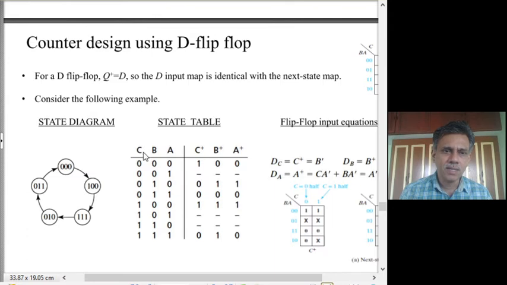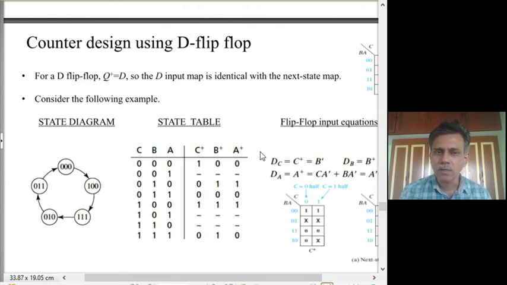Once you have C, B and A as the input and C plus, B plus, A plus as the output, next we have to list out the D inputs for A, B, C. That is DC, DB and DA. So in the strict sense you have to put 3 more columns called DC, DB, DA. Write it out.